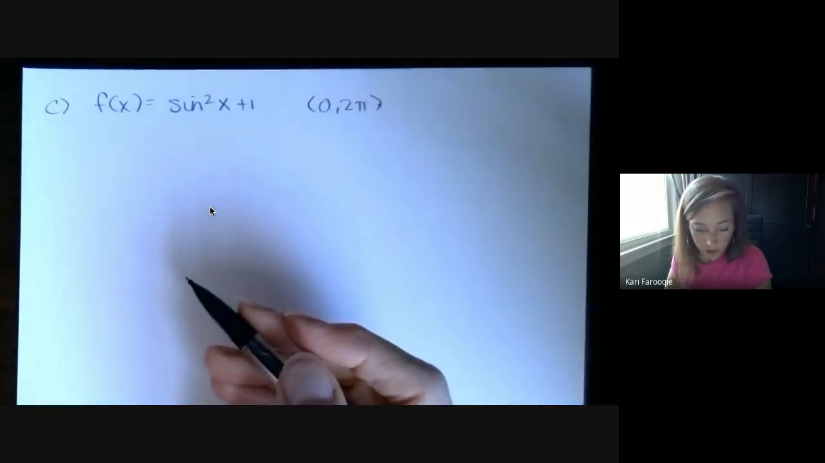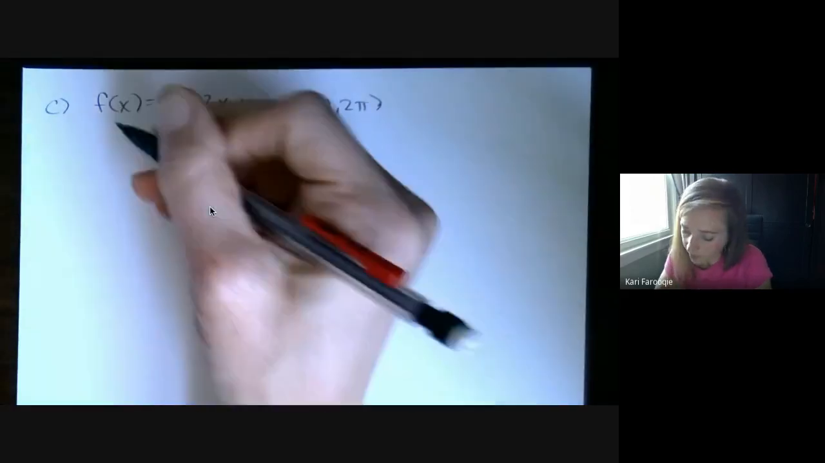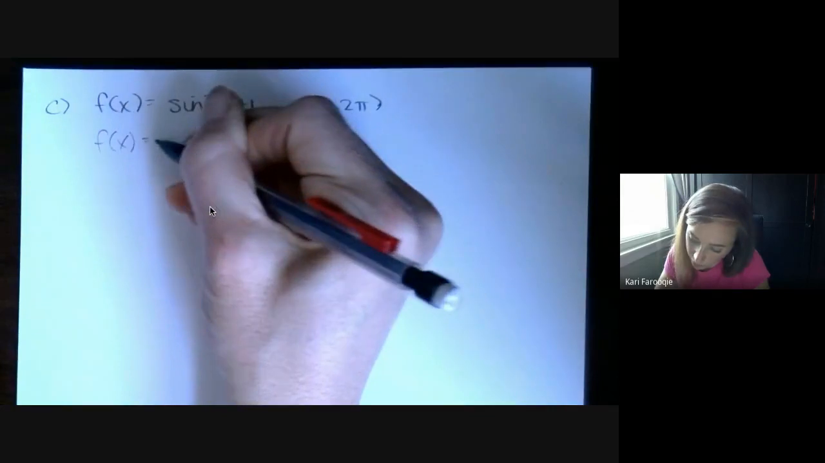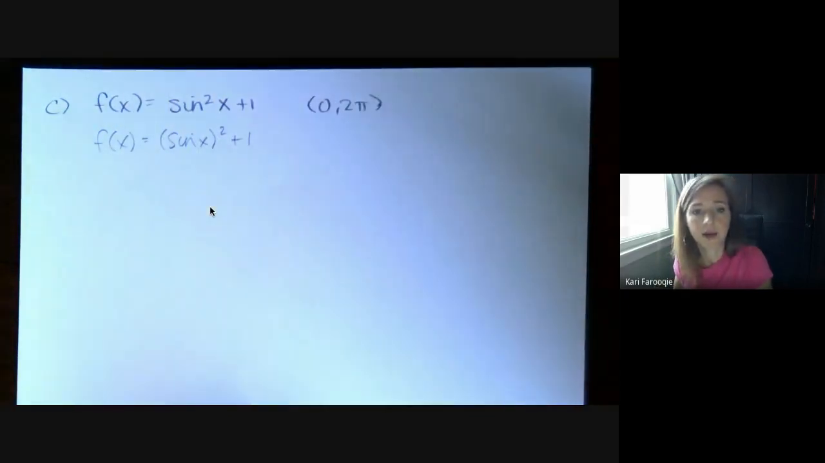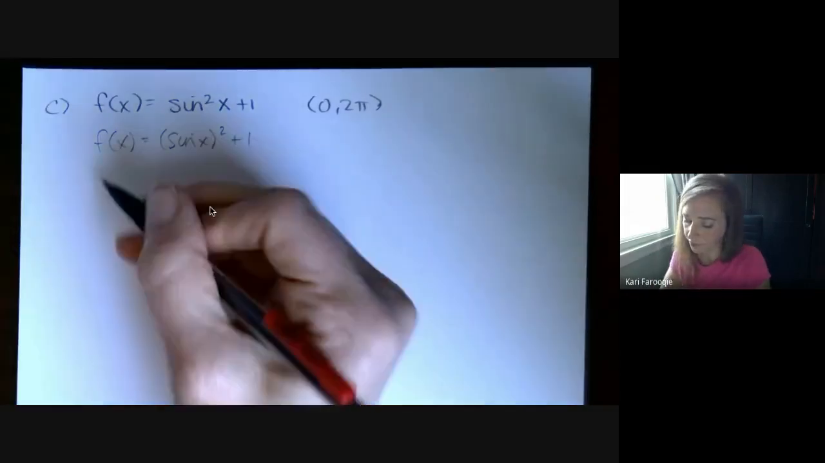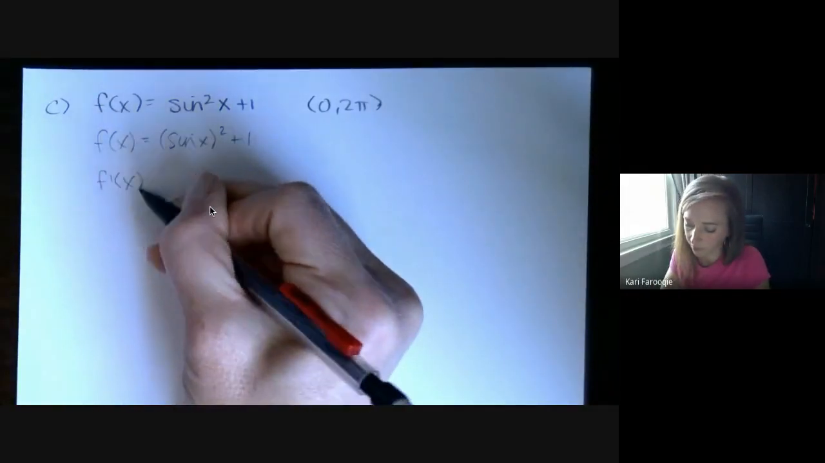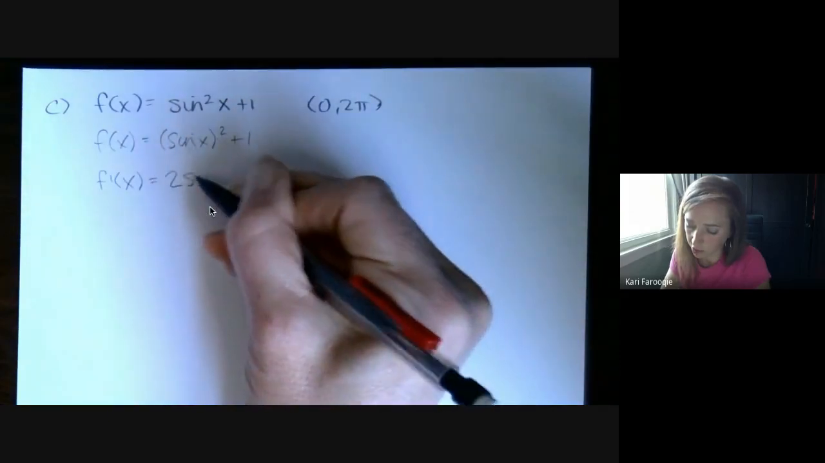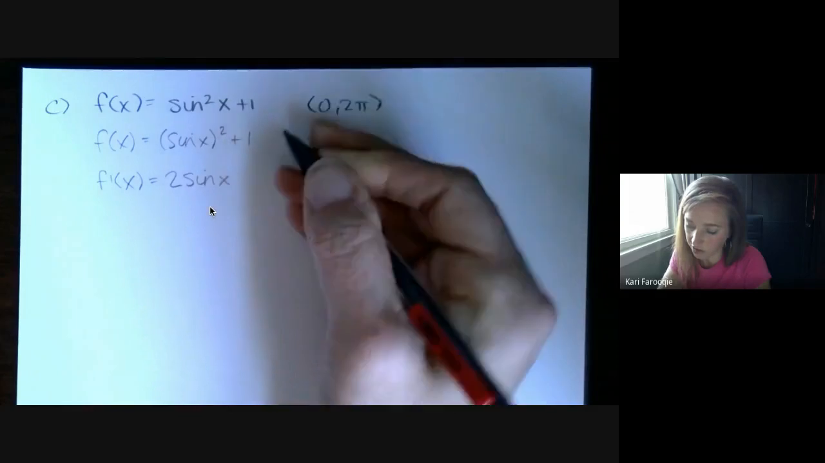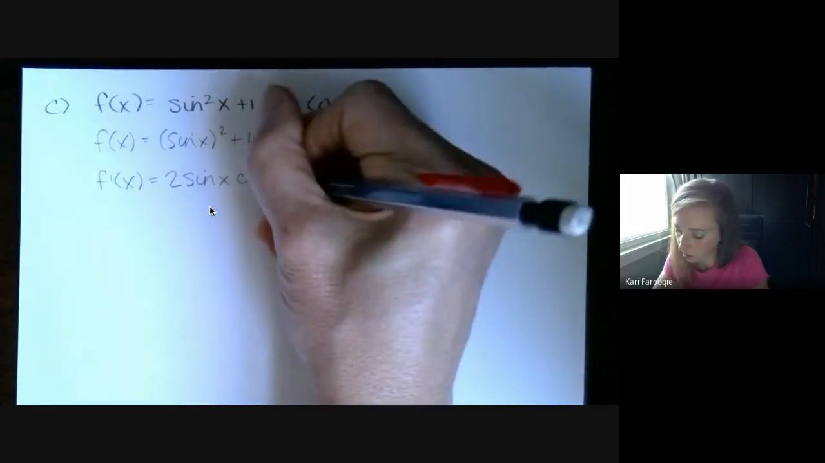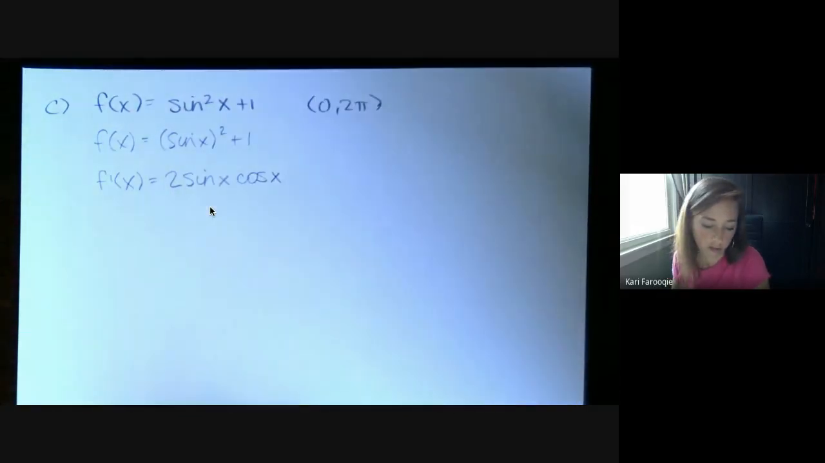The first thing I'm going to do is take the derivative. In order to take the derivative, it will be most beneficial to you to rewrite this by actually applying the square to the entire function, sine x. Okay, take the derivative, use the chain rule, twice the sine of x to the first power, multiply by the derivative of sine x to get cosine x.